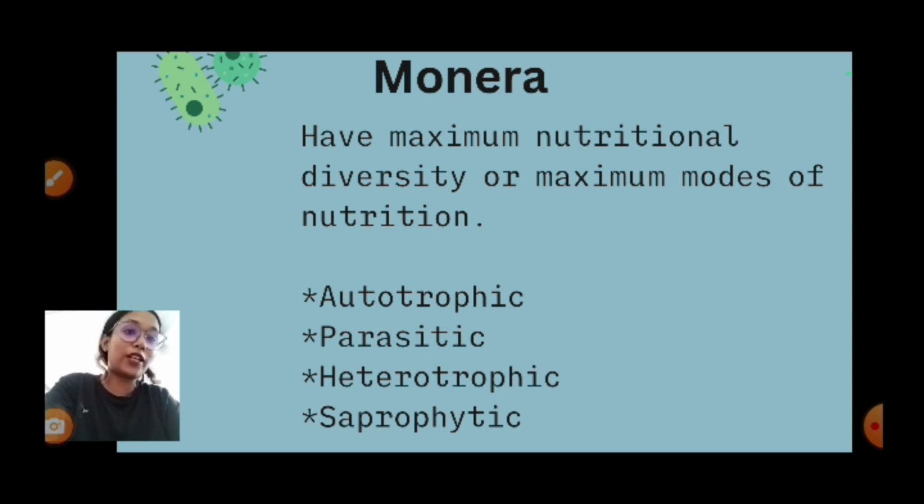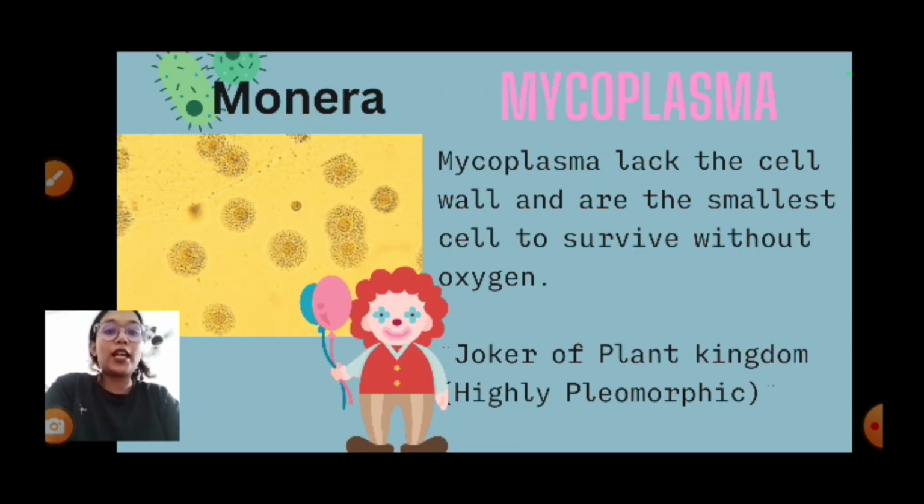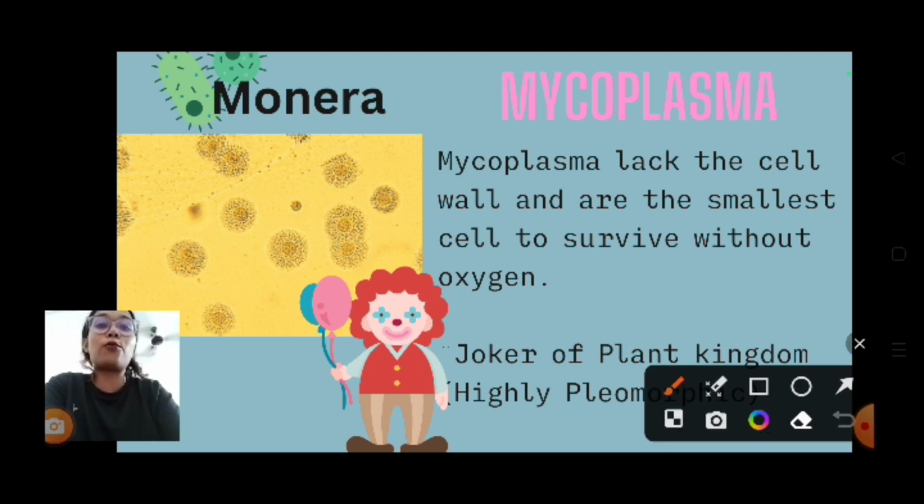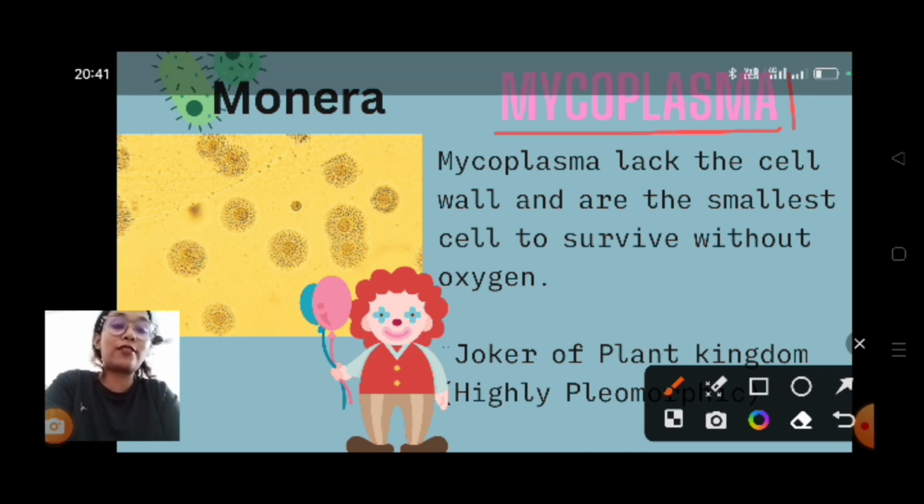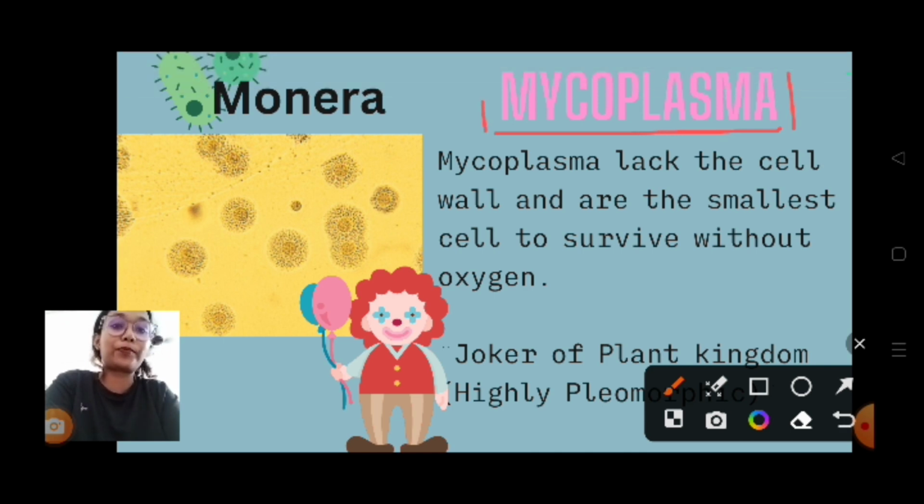All right, moving to the next question. So we have one example of bacteria, that is mycoplasma. This is a very interesting bacteria. Okay, so it is the smallest bacteria in the whole world. It does not have a cell wall.